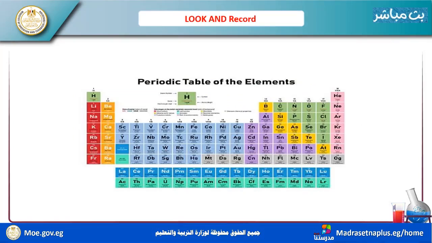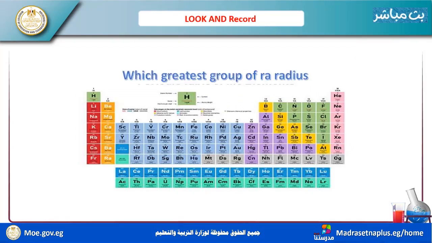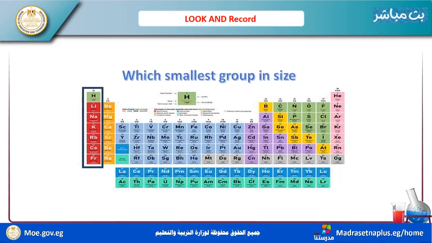This is a periodic table. Now we have the greatest group in the periodic table. Which one? The greatest group in atomic radius is group 1A. Nice, very good. Okay, next, what is the smallest group in size? Here it is the smallest group in size, 7A, the halogens.